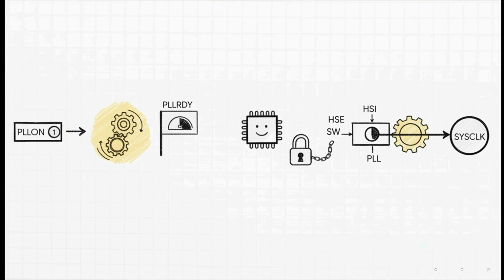So once our gears are set, we fire up the PLL by setting the PLL ON bit. And yep, you guessed it, just like with the HSE, we have to wait. We sit in a loop and check the PLLRDY flag until the hardware gives us the thumbs up that the PLL is stable and locked. Only then, only when everything is perfectly ready, do we make that final switch by changing the SW bits to make the PLL our new system clock.